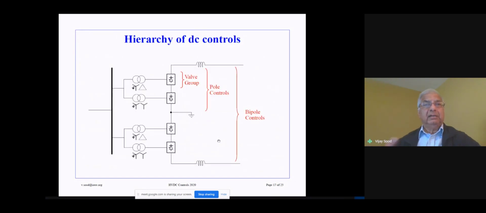So here is the hierarchy of the controls, the DC controls. So this is a bipole DC system. We have 12 pulse bridges, two 6-pulse bridges in series, giving you a 12-pulse operation. Usually the transformer connections are indicated star delta, delta, star star, star delta for the upper bridge. Usually the neutral on the star point is grounded.